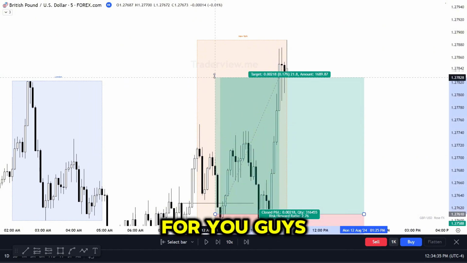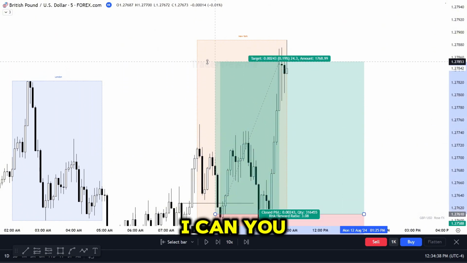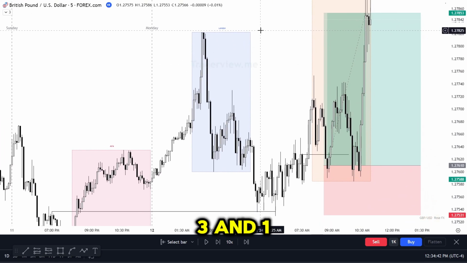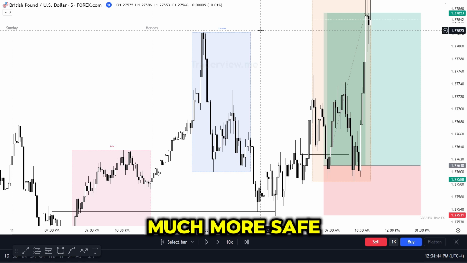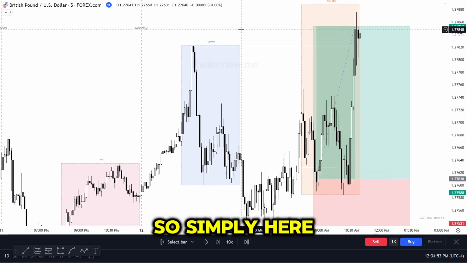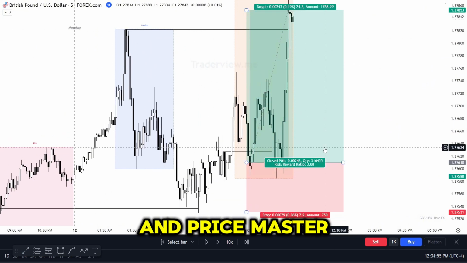According to the weekly profile, guys. Okay, so over here you guys can see I can easily target 1 to 3. That's why I told you guys it's better if you are willing to take 1 to 3 and 1 to 4, but it's much safer and much less stressful if you are using 1 to 2. So that's how it works, guys. So simply here it is the external range liquidity, and price must reverse back down.